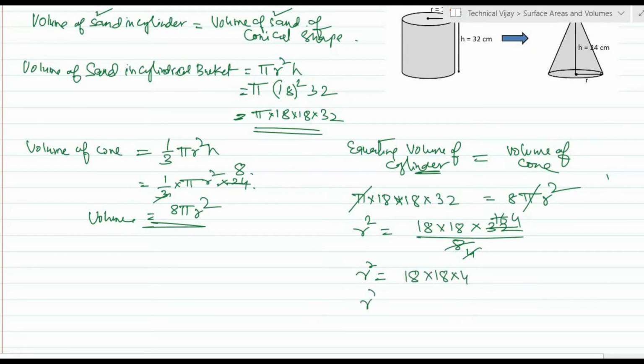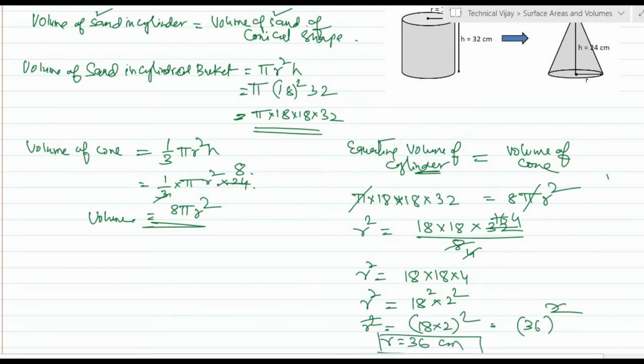So r square is equal to, here this can be written as 18 square into 2 square. Like this we can write, just for simplification. So 18 into 2 square, this is equal to 36 square. So r square is equal to 36 square, which means the square gets cancelled. So r is equal to 36 centimeter. This is the radius of this cone.